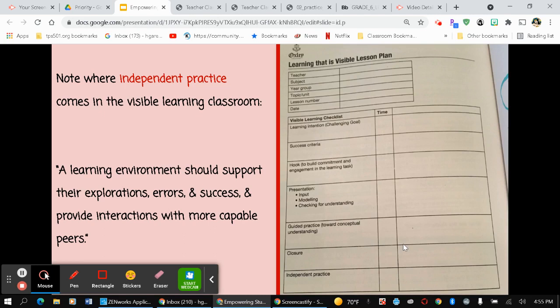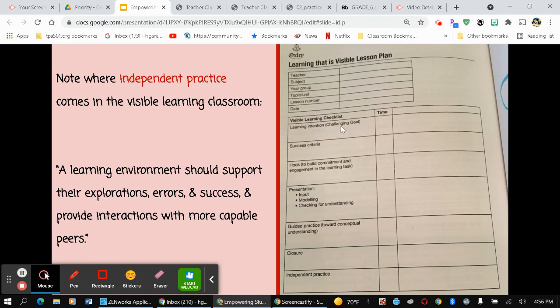This is a template that we found for a lesson on visible learning. If you choose to use it, and if you don't, it's something good to look at right now. This is a checklist to start with the learning.